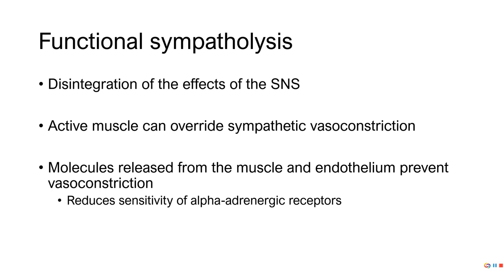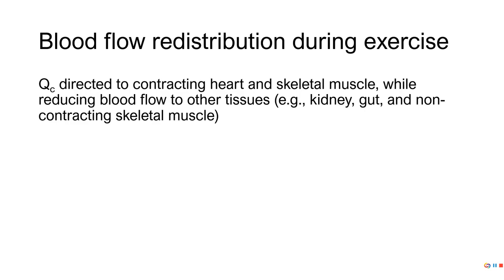And really what it does is it reduces sensitivity to adrenergic receptors. In other words, it takes more to activate them to cause a vasoconstriction. And so as a result, blood flow is redistributed. This allows blood flow to go where we need it during exercise, specifically the heart and the muscle. We don't need it to go anywhere else, right? We're maintaining blood flow to the brain, we're increasing it to the heart and the muscle.